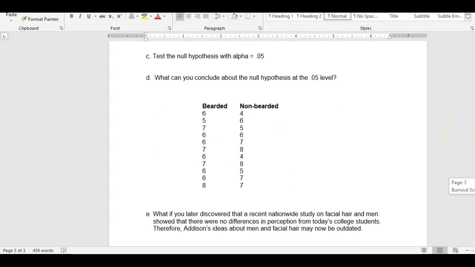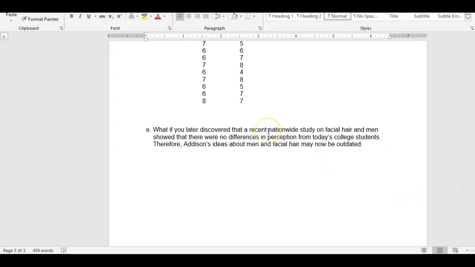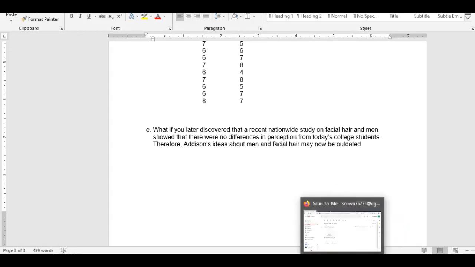So let's look at the question here. What if you later discovered that study is old school, huh? That's an old one. A recent nationwide study on facial hair in men showed that there was no differences in perception from today's college students. Therefore, Addison's ideas might be outdated. No, they're not, because we did Addison's data from 1975, that was forever ago, and found no significant difference. This modern study found no significant difference. So what is the answer?